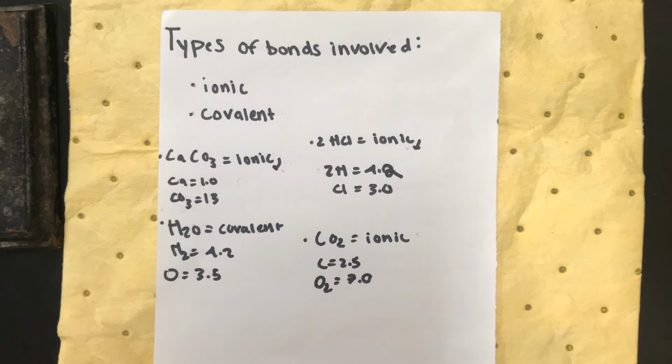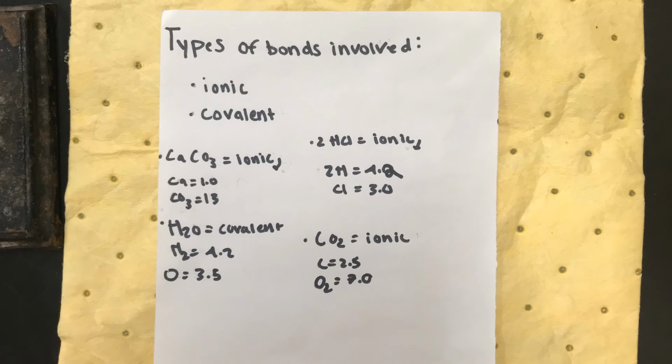The types of bonds involved in this reaction are ionic and covalent bonds. The electronegativity between calcium and carbonate is ionic because there is a greater difference between them than 1.7. Between hydrogen 2 and oxygen, there is a 0.7 difference in electronegativity, so it is a covalent bond.